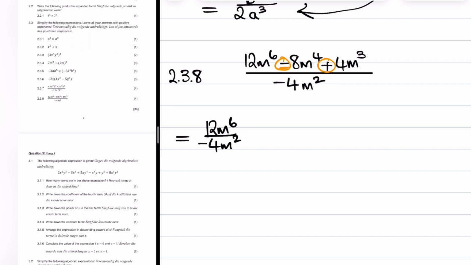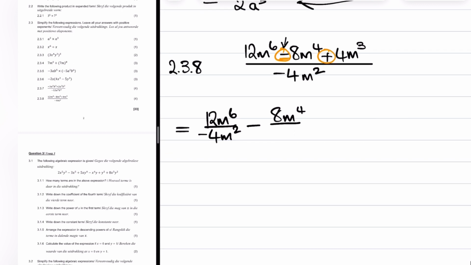Then I will use the sign that was here, minus 8m to the power 4 divided by, now be careful here, the denominator has its own negative sign already, so that will stay as negative 4m to the power 2, and then I'll use this plus over there for this separation, and I've got 4m to the power 3 over, again, negative 4m to the power 2. So that clearly shows that we have split the fraction into 3 separate fractions because they all have the same denominator of negative 4m to the power 2.